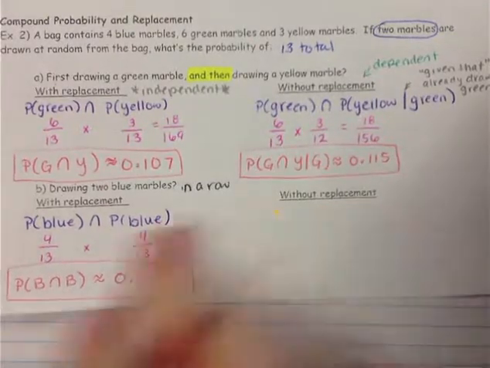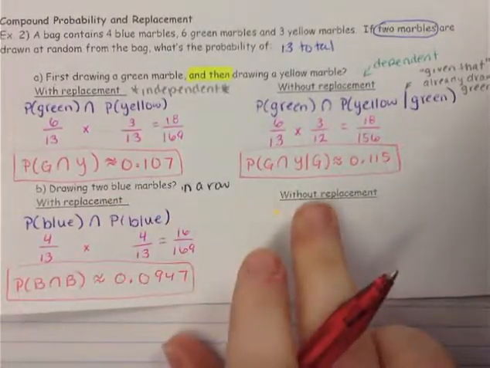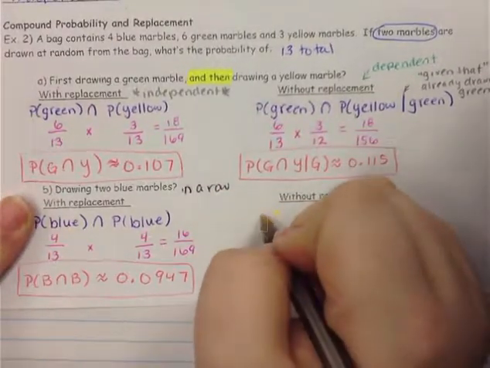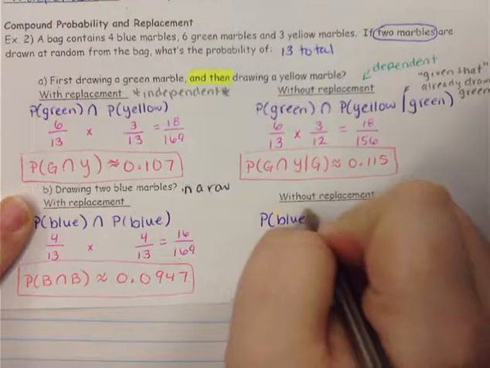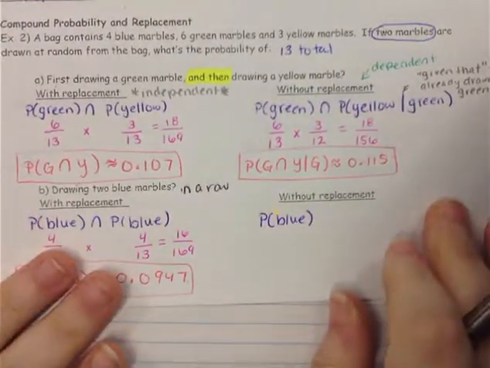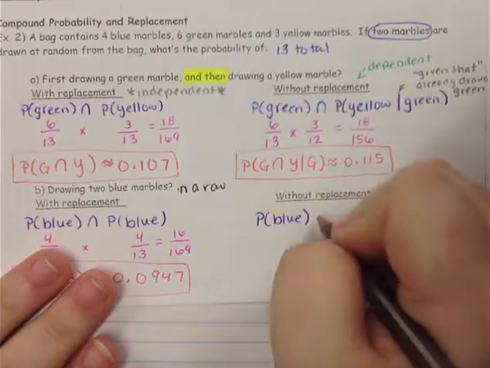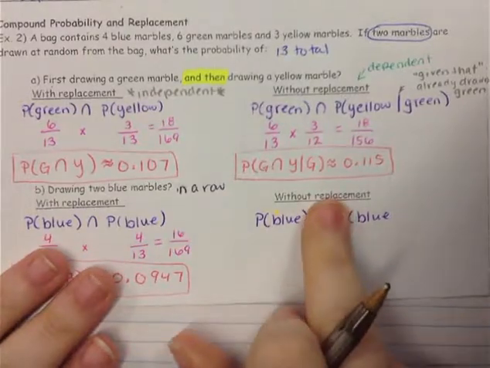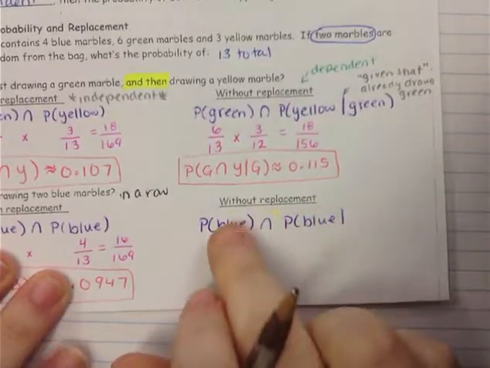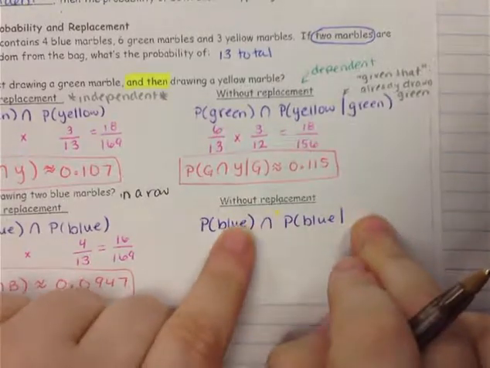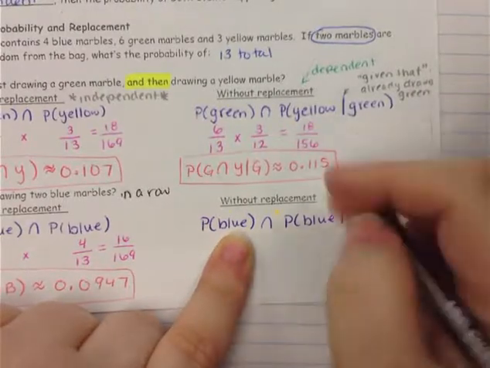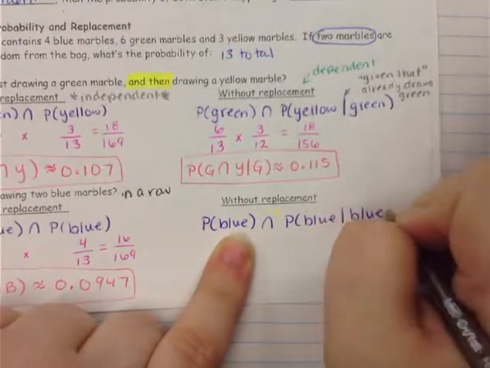Now this last one over here, I still want to get the 2 blue marbles in a row, but I am not replacing the first blue marble. So if we write this out, my first draw is just normal. I want to make sure that I get the blue marble. Probability of blue. I want the blue marble, and then I want another blue marble. But I did not replace it. So that means I have to draw that given that I already drew whatever our first event was. So I want another blue marble, but I never put back the first blue marble, so I have to say given that we never put back the other blue marble.